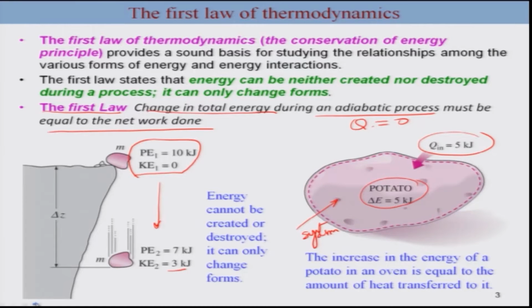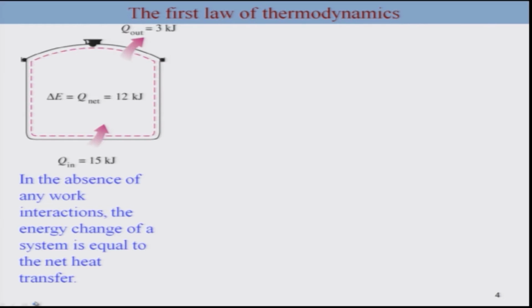Now let's take a couple more examples. This is an example where this could be a reactor or a container, anything you can consider. The dashed line again represents the system. There is heat provided to the system, which is 15 kilojoule. There is a heat loss transferred to the surrounding, which is 3 kilojoule. Thus your delta E, the net change in the energy, is simply Q net, which is nothing but Q in minus Q out.